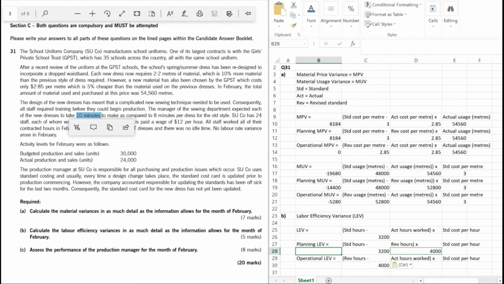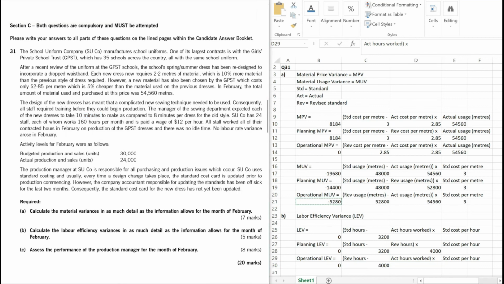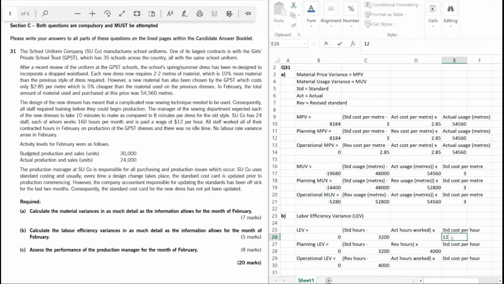Okay, we still need to copy the formula for the variance, so we'll just copy it from above. Now we need the actual hours worked and the standard cost per hour. It says SUCO has 24 staff, each of whom works 160 hours per month and is paid a wage of $12 per hour. So $12 per hour is our standard cost per hour, so we can put that in as well. 12.